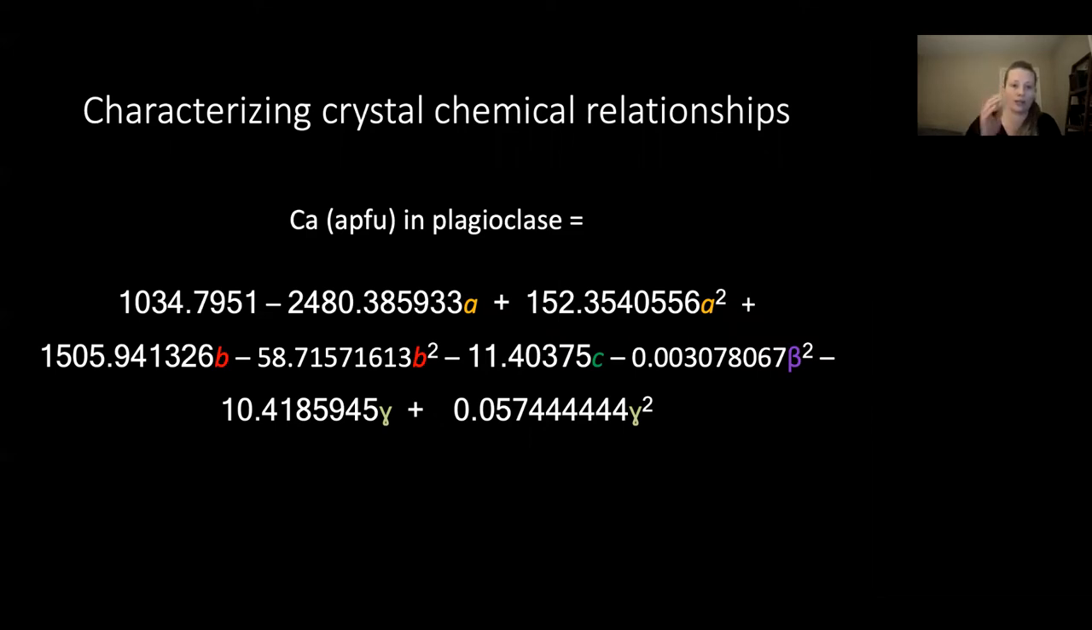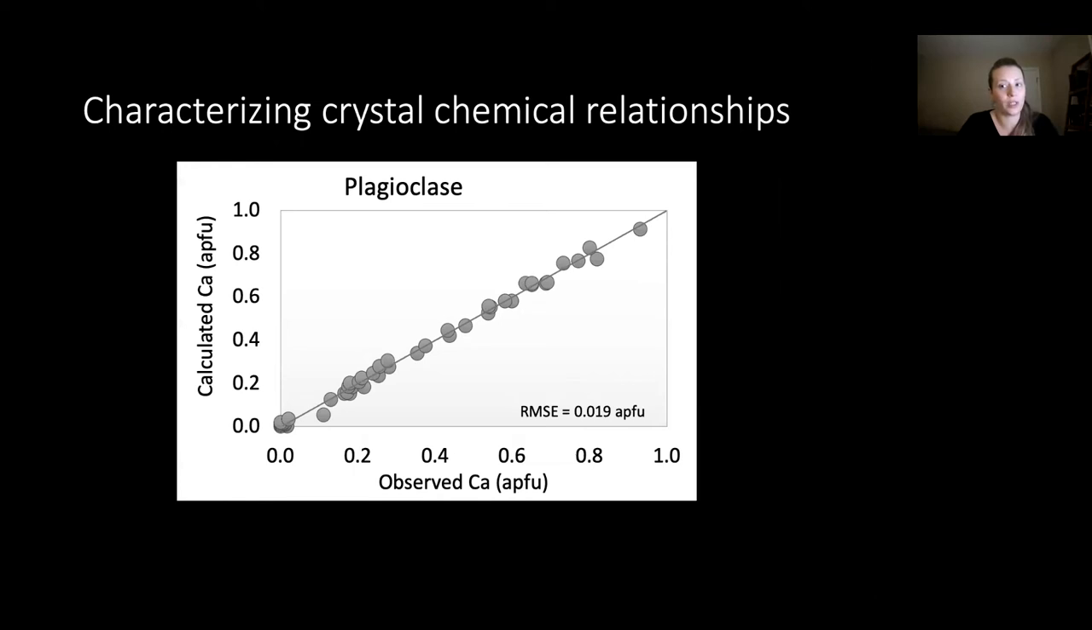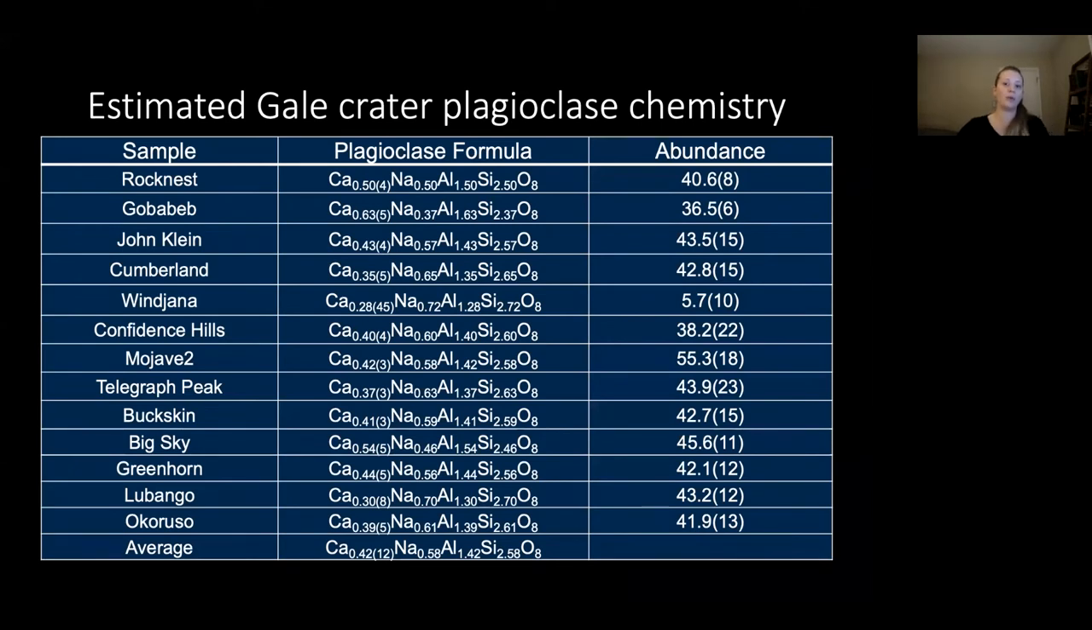Again, as I mentioned, we're assuming a two-component system here. So we can use this equation to predict calcium, and then we calculate sodium by difference. The calculated versus observed calcium content agrees very well with about the same error value as we had in the olivine system, which is pretty great. I'm showing some, but not all of the Gale Crater plagioclase compositions here. There are a lot of them. But you'll see it's not a huge range, from about 0.3 calcium to about 0.6 calcium with an average of 0.42. The windblown sediment, Rock Nest, and Gobabeb tend to have a slightly higher calcium content than the other samples.